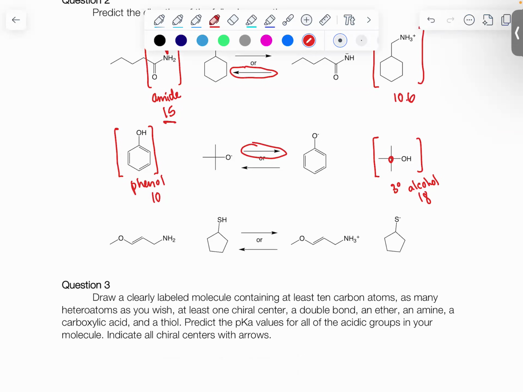Finally, we have SH, which is thiol, with a pKa of about 10.5. And then here we just have a primary protonated amine, which has a pKa of about 10.6. These are close enough together that we would see them in equilibrium. Usually the rule is plus or minus about 1 to be in equilibrium versus picking a certain direction.